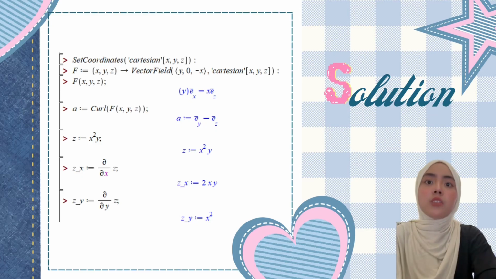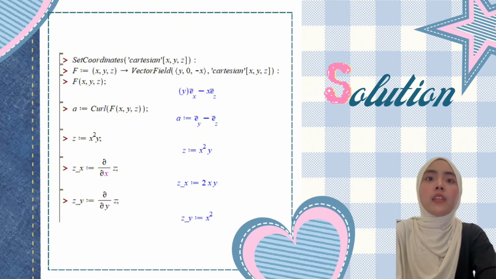When displayed, it shows the vector F = (y, 0, -x). We calculate the curl of the vector field F using the Curl command. The curl measures the rotational tendency of the vector field. The result is A equals (0, 2, 0). This indicates that the rotational tendency is constant in the y direction.